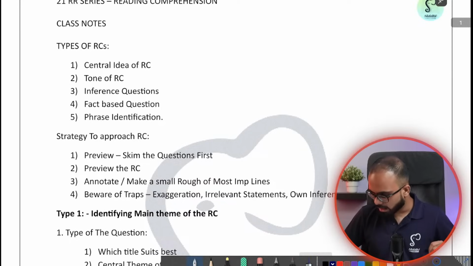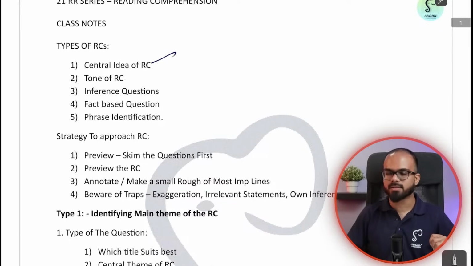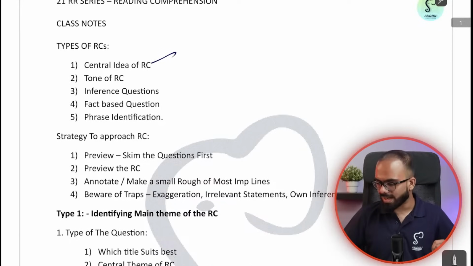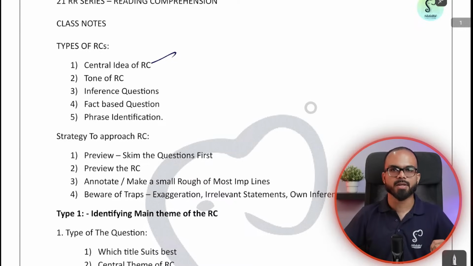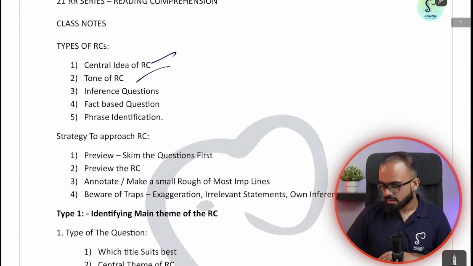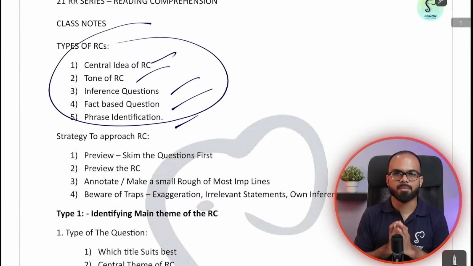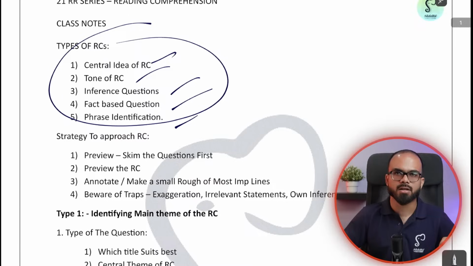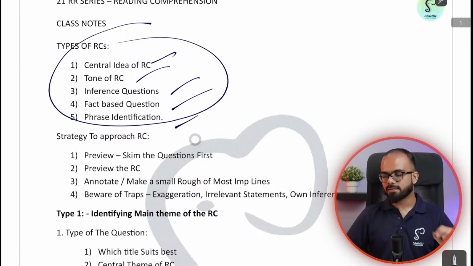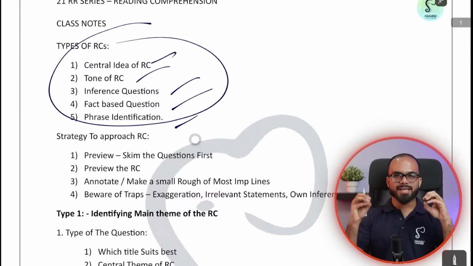Now, in this class, our primary objective is to understand how to handle the central idea of the reading comprehension and how to talk about the tone of the RCs. Next are inference questions, fact based questions, and how to identify phrases. So, basically, this is the topic. These are the new kinds of questions that we are going to talk about. Okay. Now, the first thing is how to handle any RC.